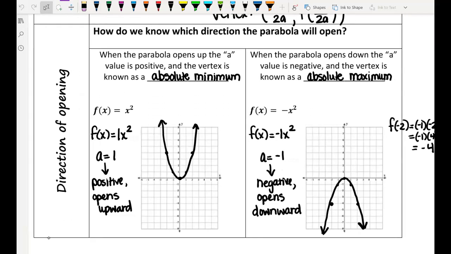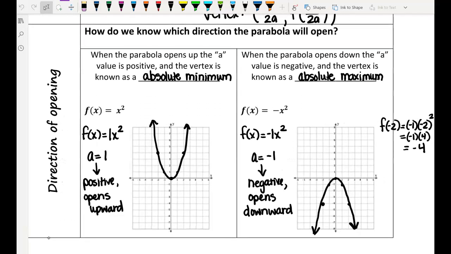How do we know which way a parabola will open? If the a value is positive, it opens upward, and then our vertex is known as an absolute minimum. If the a value is negative, the vertex is known as an absolute maximum, and our parabola opens downward. So we're looking at that a value to know which direction does it open up.